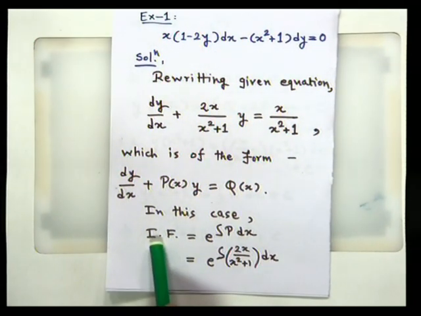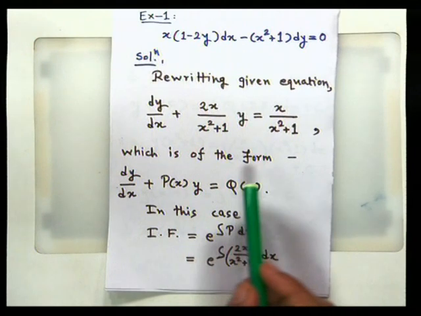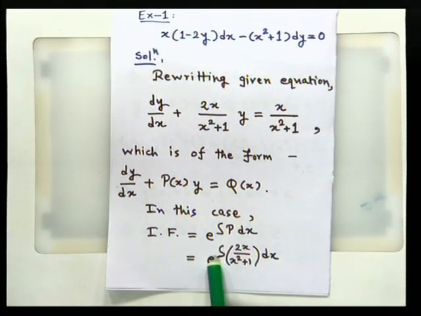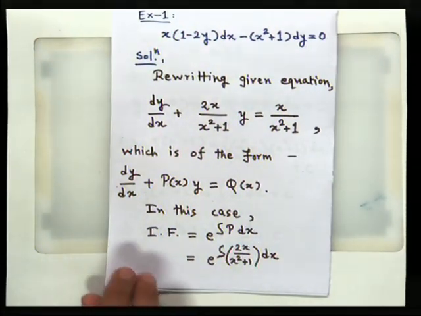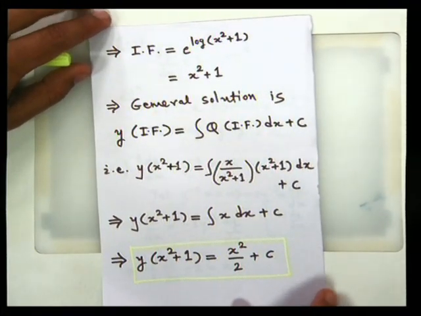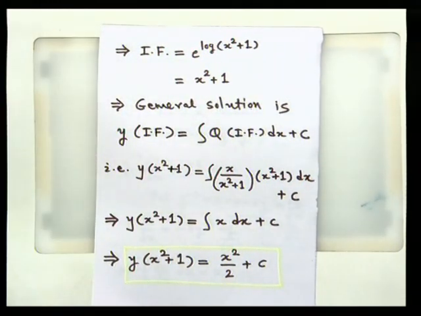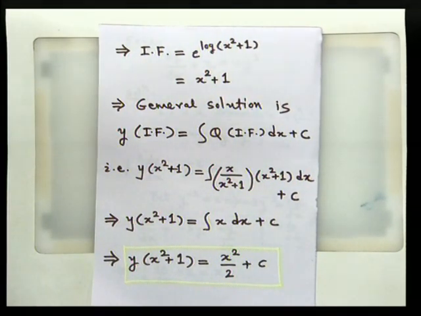So in this case the integrating factor is e raised to integral p dx, where p is 2x by x square plus 1. So e raised to integration of 2x by x square plus 1 dx, that is e raised to log of x square plus 1, and it is x square plus 1. The integrating factor is x square plus 1.